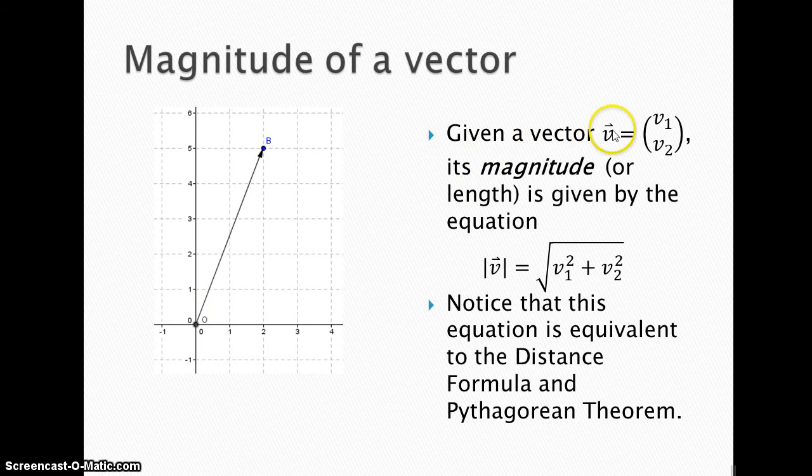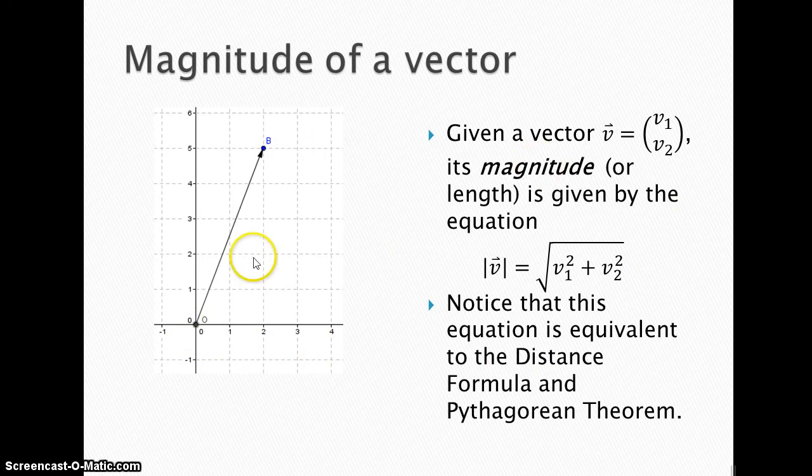Now we're going to talk about the magnitude of a vector. So if we're given a vector v with components v1 and v2, then its magnitude, or its length, is given by the equation magnitude of v, and we use absolute value bars to indicate magnitude, equals the square root of v1 squared plus v2 squared. So v1 is the first component and v2 is the second component.